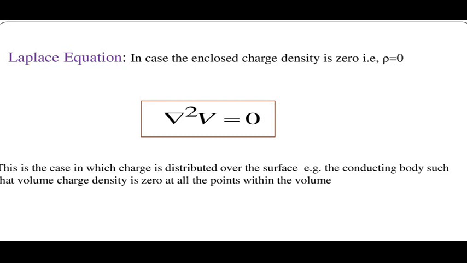I repeat again, this is the case in which charge is distributed over the surface. For example, in case of a conducting body, the volume charge density is 0 at all the points within the volume, as the charge only resides on the surface. So here we can put rho equal to 0 in Poisson equation, and on doing so we get the Laplace equation, which is nothing but del square V equal to 0.